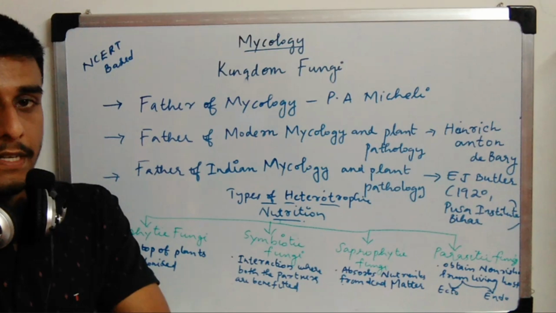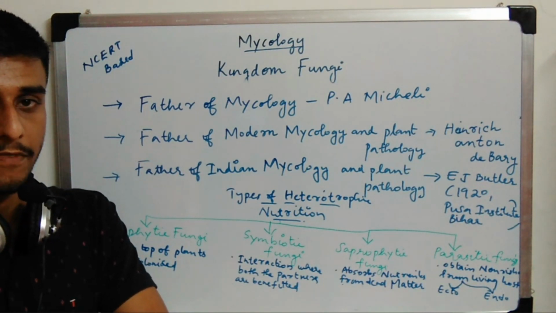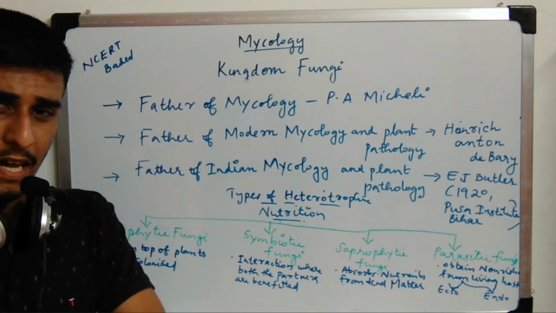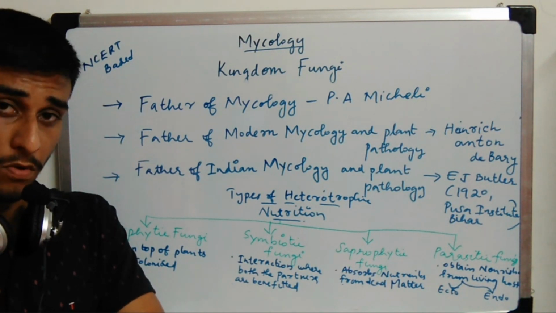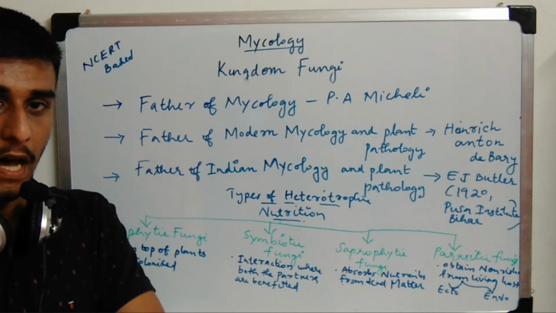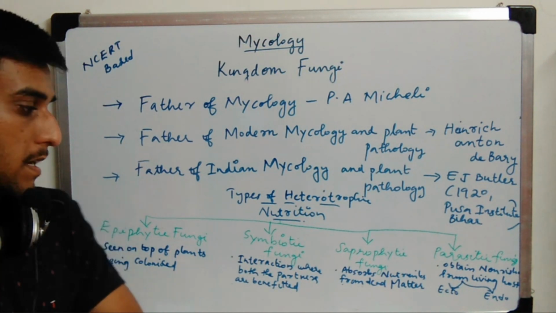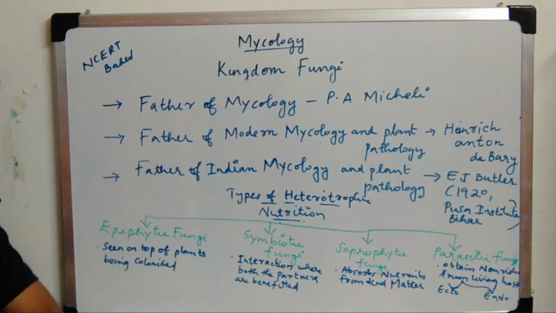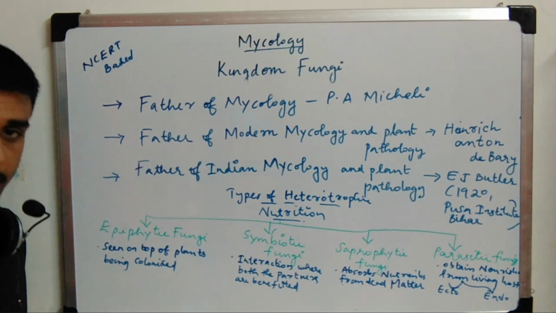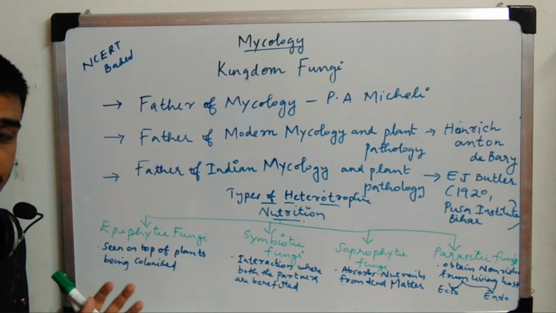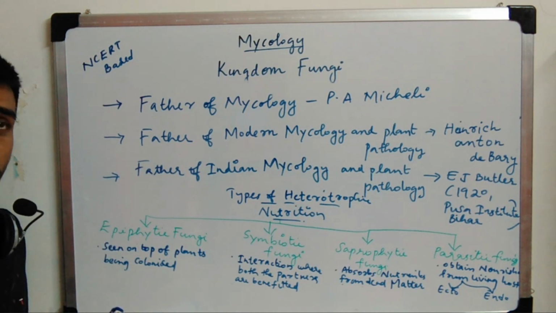And next, we earlier mentioned that fungi possess heterotrophic nutrition. I earlier mentioned what heterotrophic nutrition is. Fungi have different types of heterotrophic nutrition, that means how fungi can absorb food in different conditions. Some of the modes of heterotrophic nutrition in fungi are, first, the fungi which can act as epiphytic fungi. What is an epiphytic fungi? Fungi that grow on other plants or on other organisms are known as epiphytic fungi.